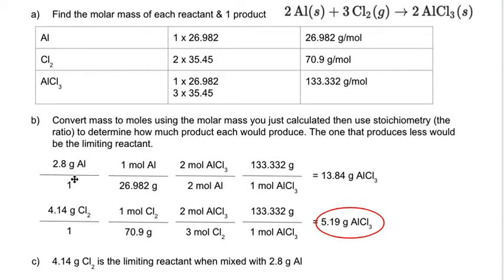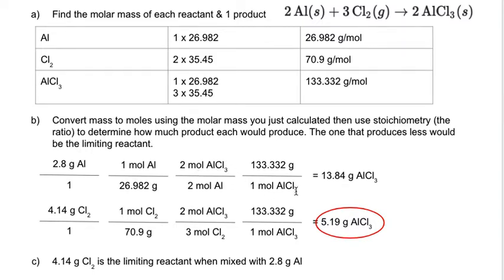Because I have grams up here, I need grams down here. I calculated that the molar mass is 26.982, so I have that down here in 1 mole of aluminum. Now I'm in moles, so I need to look at the ratio of aluminum to aluminum chloride. It's 2 to 2, so for every 2 moles of aluminum, it's going to produce 2 moles of aluminum chloride. I now need to convert this into grams.